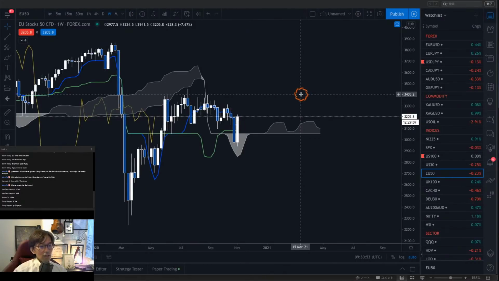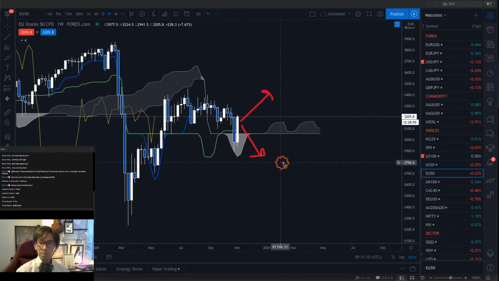Alright, Euro stocks also ranging. At a glance by Ichimoku, the Kumo flat, Kijun Sen flat, Chikou span is inside the range. So this is flat ranging. So in this case, we don't know which way it's going. So better to stay away until we see some decent up-down trends next week.